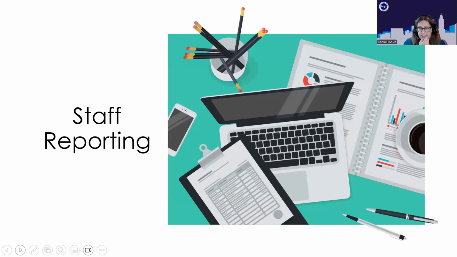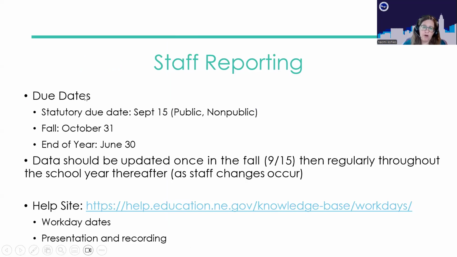All right, so we're going to change and go over to staff. We talked about students, now we're going to talk about staff reporting. Staff reporting has a couple different due dates. We've got a statutory due date of September 15th for public and non-publics. We've got a fall deadline of October 31st. And we have an end of year deadline, June 30th.